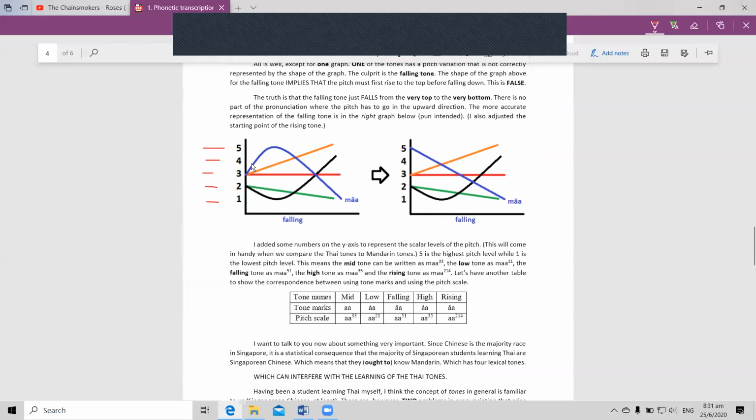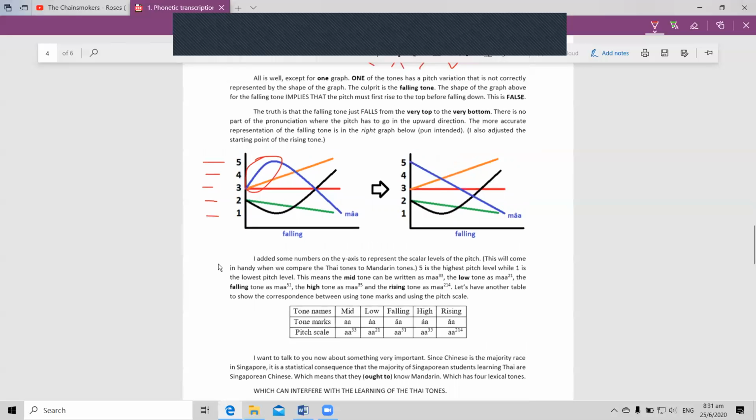If I were to mark the falling tone more correctly in terms of its pitch variation, it should be from the highest pitch to the lowest pitch, like ma, ma. Correct? This shape is wrong. This shape is more accurate.